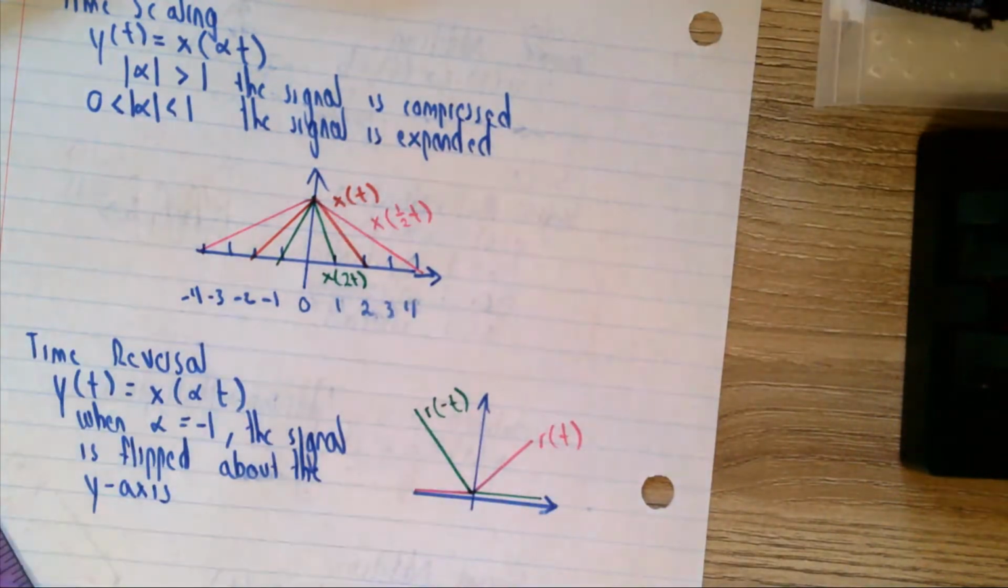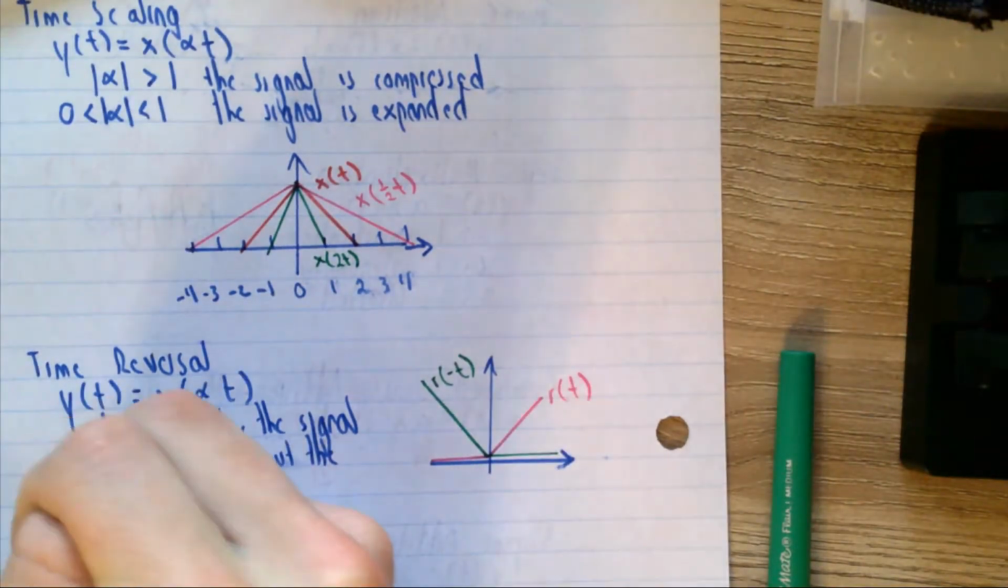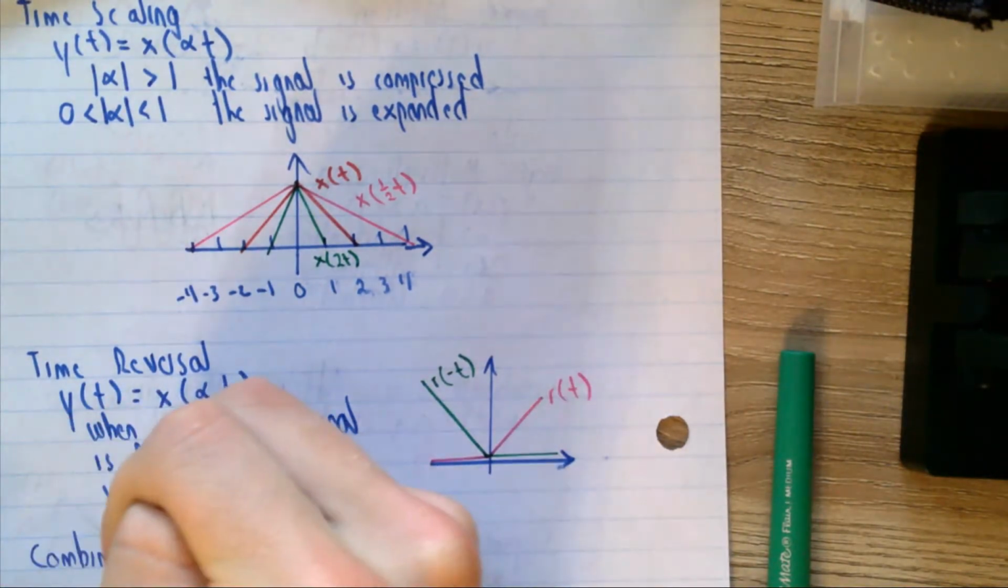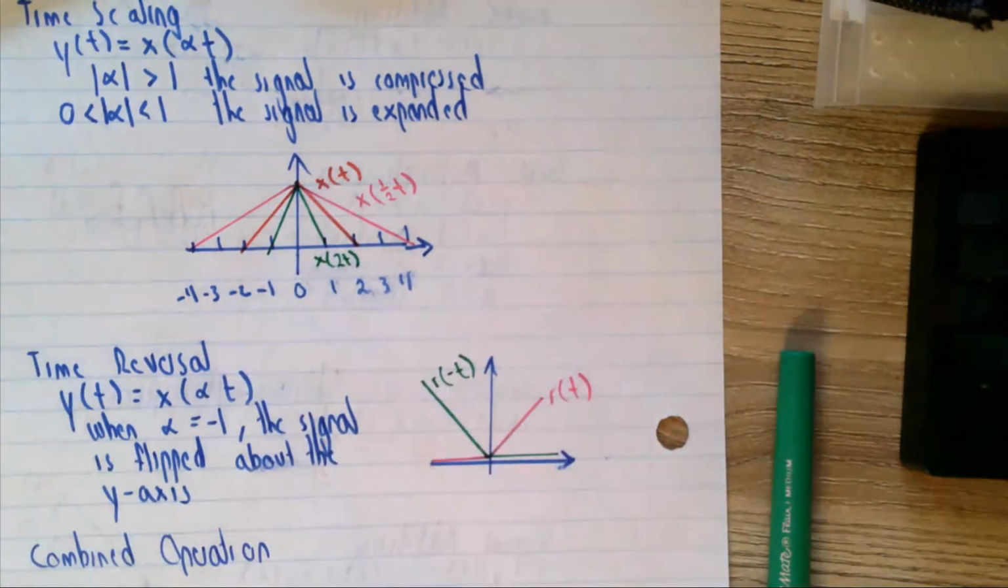Now that we have that, we're going to go on to combined operations. I just want to show you guys how you can simplify it in order to get it to what you want. I'm going to use some examples here for combined operations, but you'll remain in the same order as we have been doing, where you first do the multiplication, then you do the time shifting.